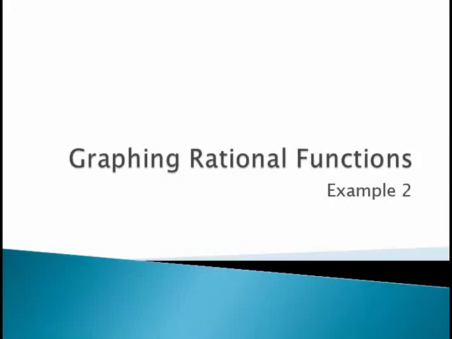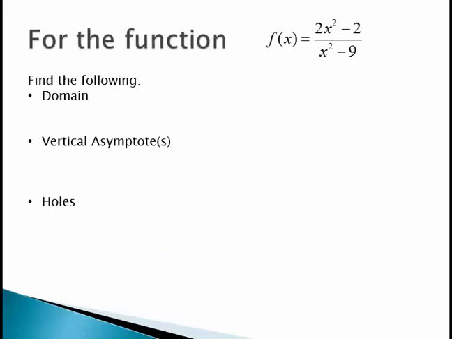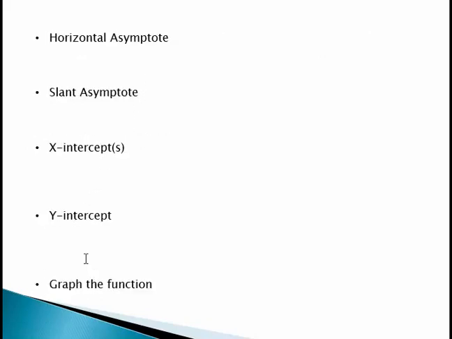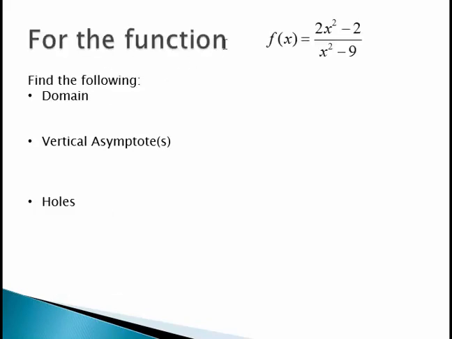In this video, we'll graph another rational function: 2x squared minus 2 over x squared minus 9. What we want to do is find all the following, and that's going to help with our graph: the domain, all the different asymptotes, if there's any holes, intercepts, and then the graph. So break it down into smaller pieces. It'll be a little bit easier.